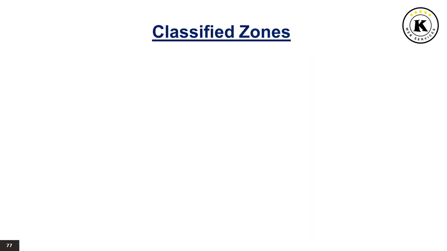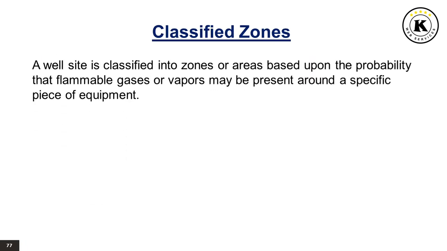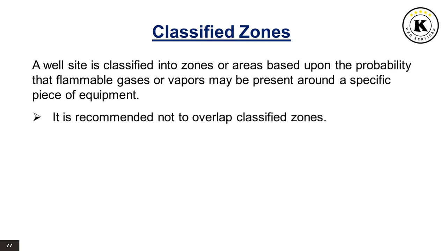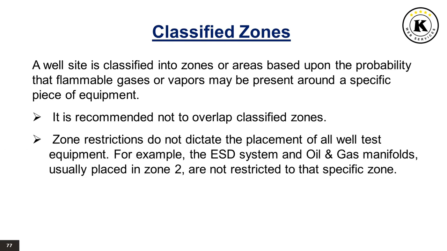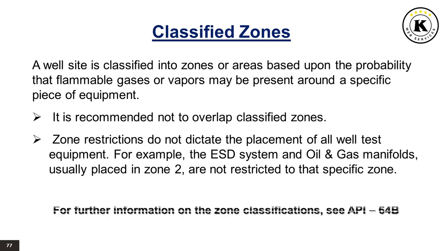Classified zones. A well site is classified into zones, or areas, based upon the probability that flammable gases or vapors may be present around a specific piece of equipment. It is recommended not to overlap classified zones. Zone restrictions do not dictate the placement of all well test equipment. For example, the ESD system and oil and gas manifolds, usually placed in Zone 2, are not restricted to that specific zone. For further information on the zone classifications, see API 64B.